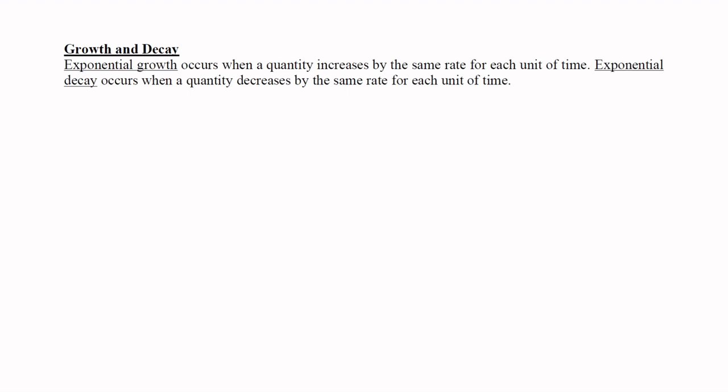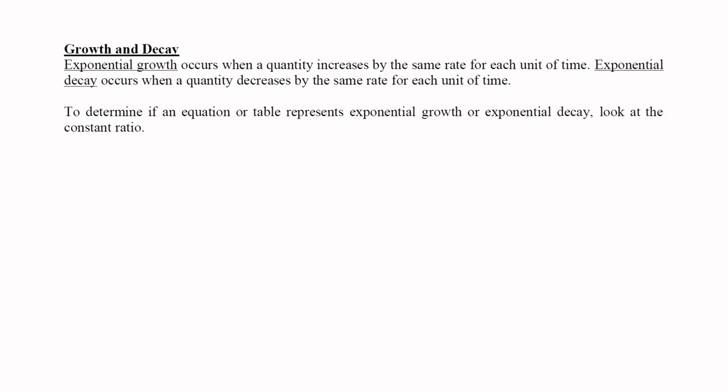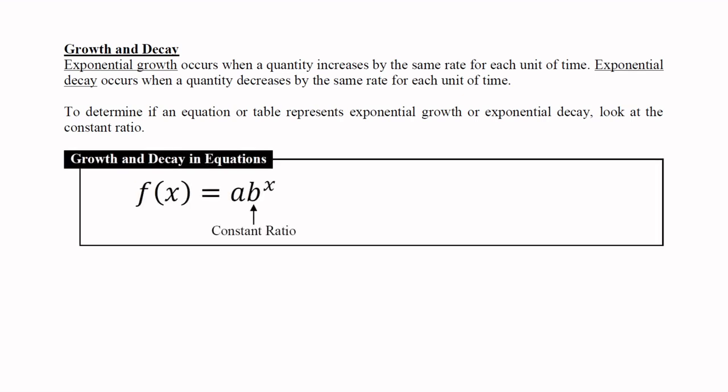Exponential growth occurs when a quantity increases by the same rate for each unit of time. Exponential decay occurs when the quantity decreases by the same rate for each unit of time. To determine if an equation or table represents exponential growth or exponential decay, look at the constant ratio. Our constant ratio is our b value. If our b value is greater than 1, it is exponential growth. If it is between 0 and 1, then it is exponential decay.